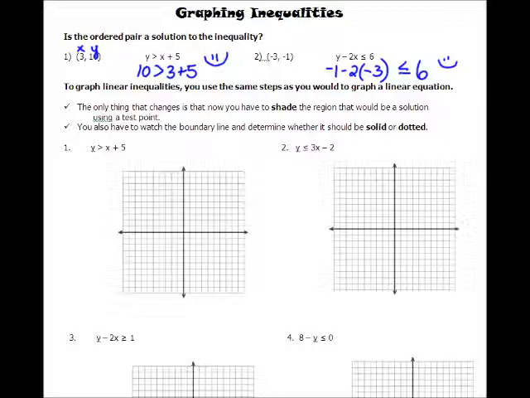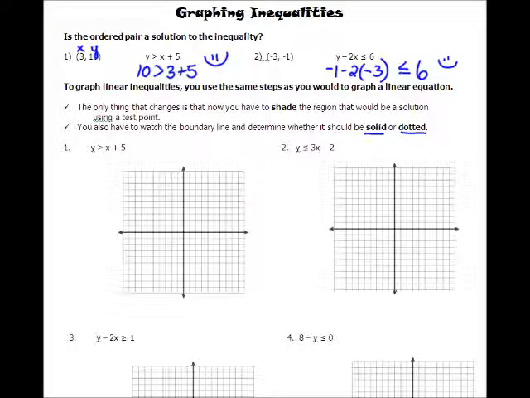Okay, so to graph linear inequalities, we basically do the same thing that we do to graph a linear equation with lots of extra steps. We have to think about shading the region that's a solution, because remember, an inequality has an infinite number of solutions. And we test a point and we show our test point. We have to watch the boundary line and determine whether it's dotted or solid.